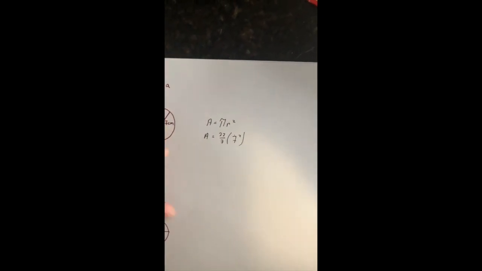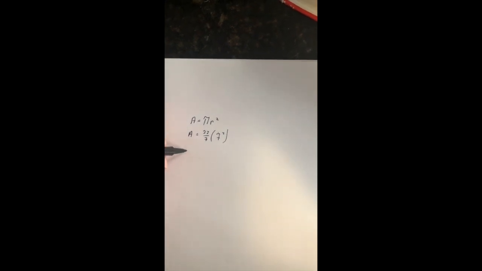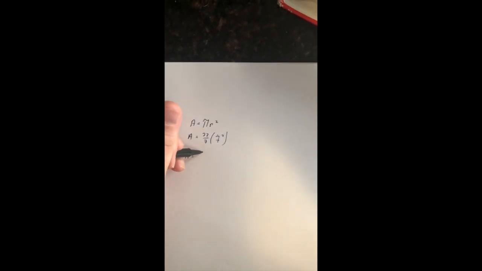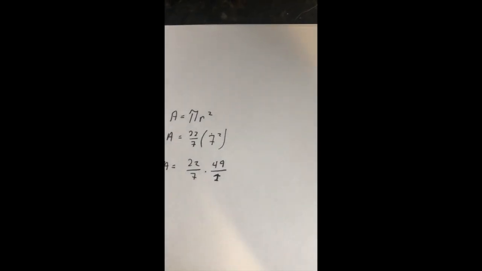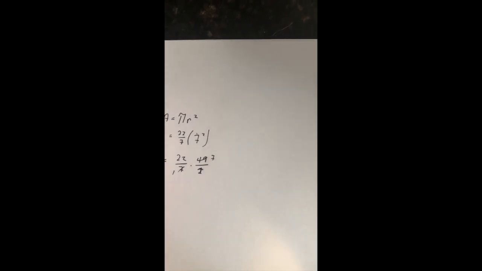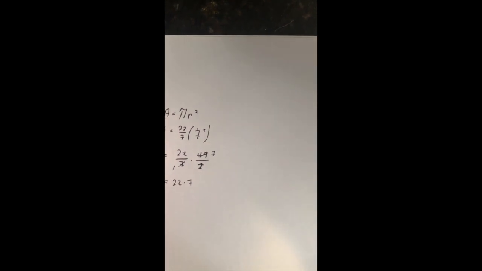It's half of the circle, so it's 7 squared. What is 7 squared? 7 times 7 is 49 over 1. Okay? So then at this point, we can simplify. 7 goes here once, 7 goes here 7 times, and then we are left with A is equal to 22 times 7, and 22 times 7 is 154. And that is going to be centimeters.